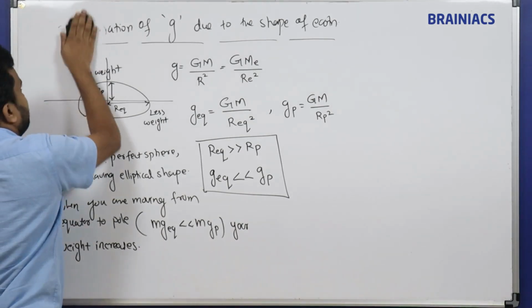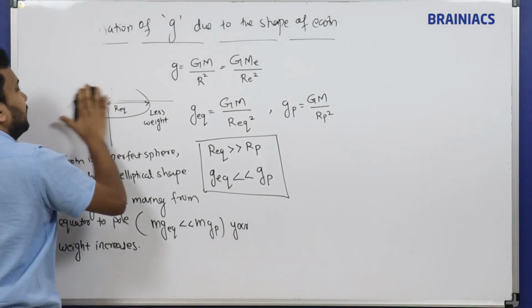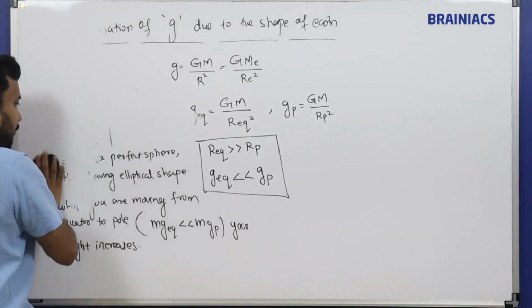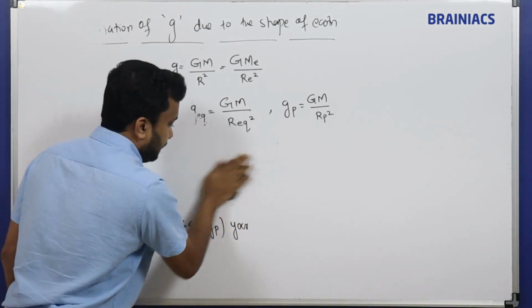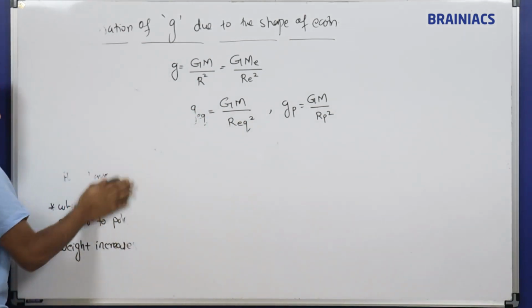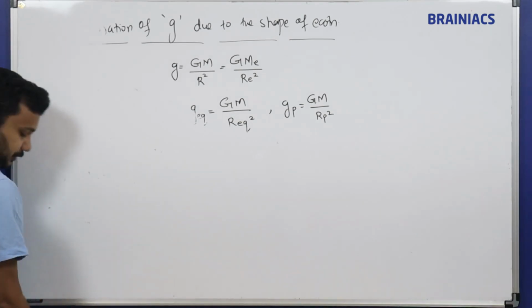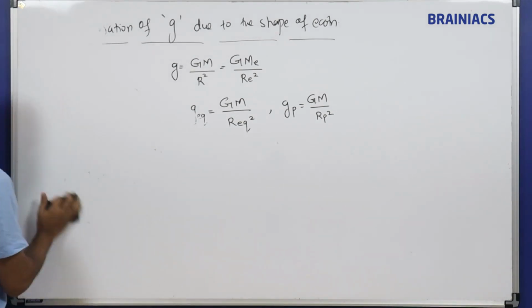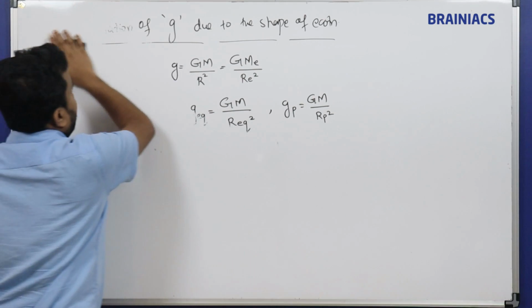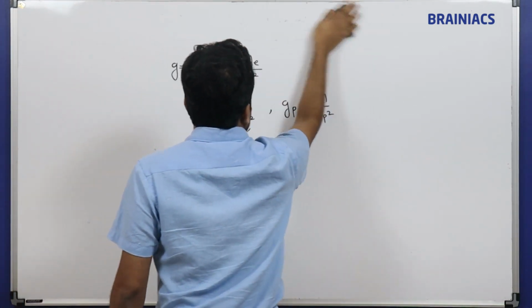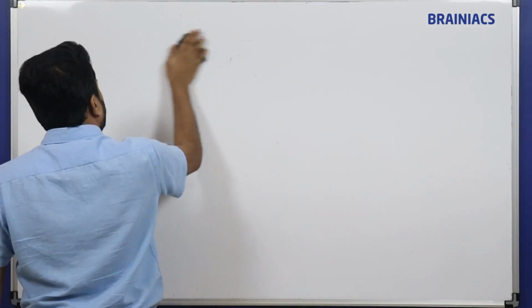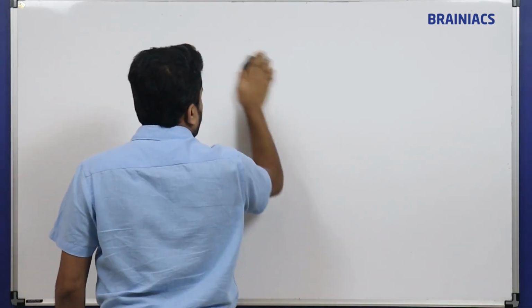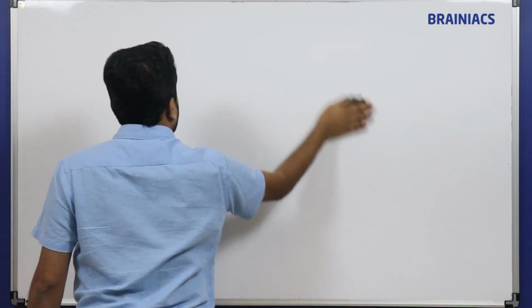We'll move to the next, the fourth one. This is quite simple, there is no complexity here, no big mathematical equations. So let's move to the next one. What is the fourth one? Can you tell me? Variation of acceleration due to gravity due to the rotation of Earth. Earth is rotating, right? Earth is rotating, and every 24 hours it completes one rotation.